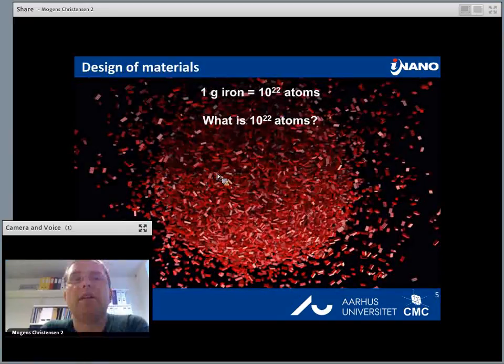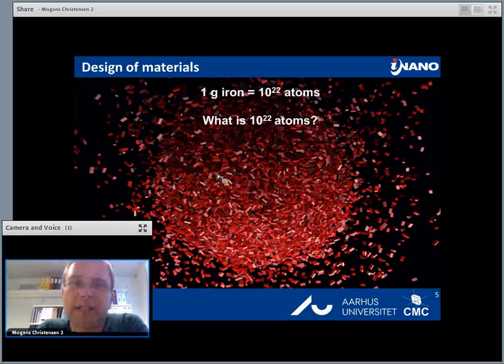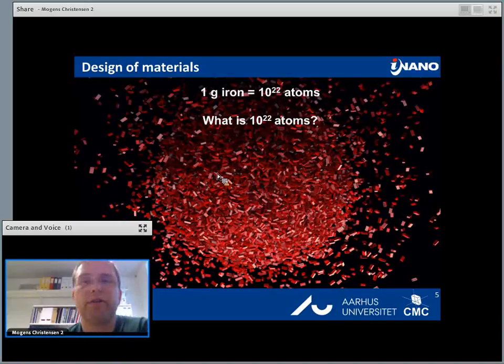Taking a look at how to design a material, this is Lego bricks that we are quite famous for in Denmark, and you can basically build any shape or structure out of Lego bricks. And it's pretty much the same with atoms. If we take 1 gram of iron, this is equal to 10 to the 22nd number of atoms. Now, 10 to the 22nd, that's a really high number. What does that correspond to?